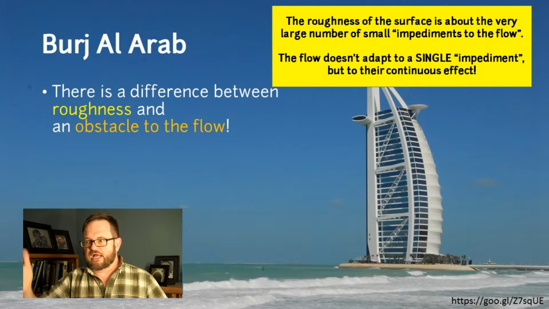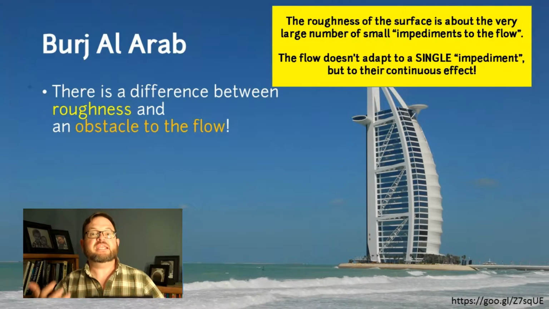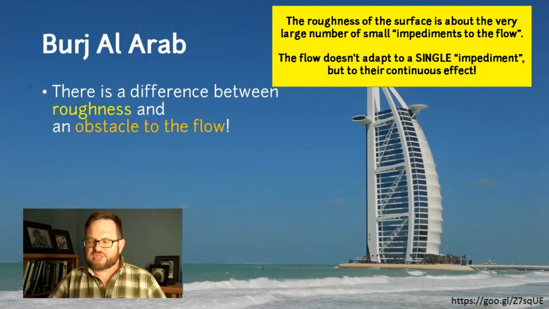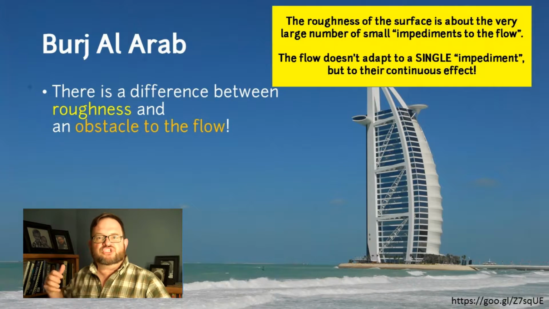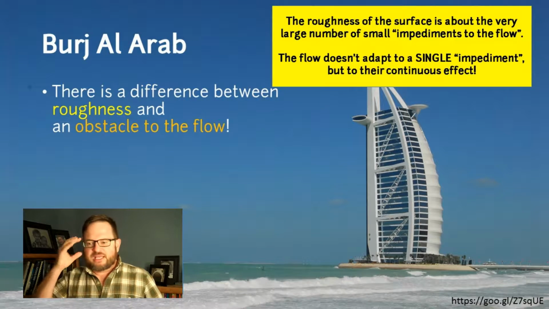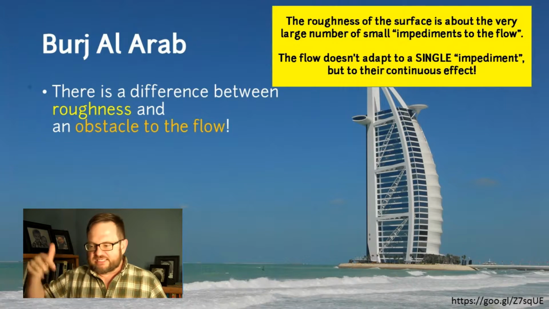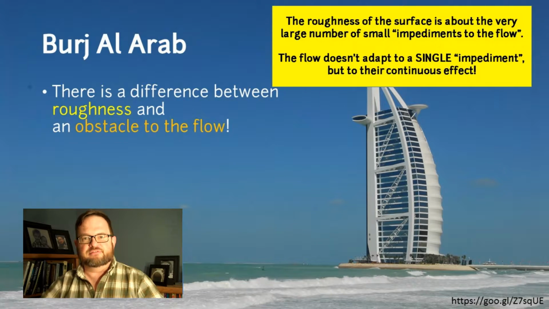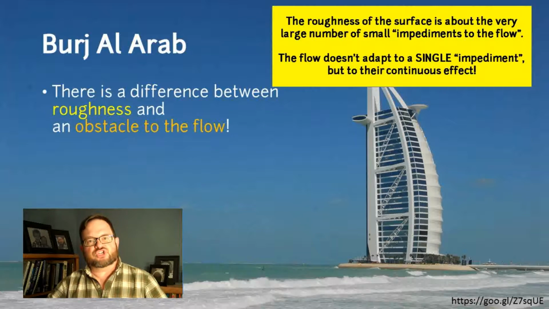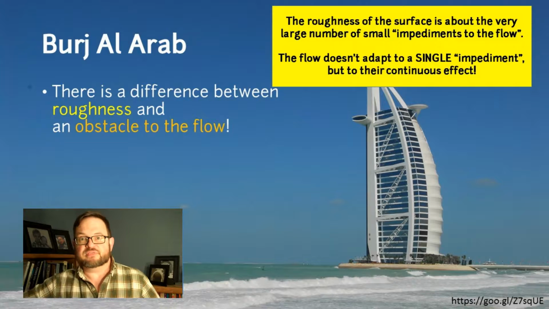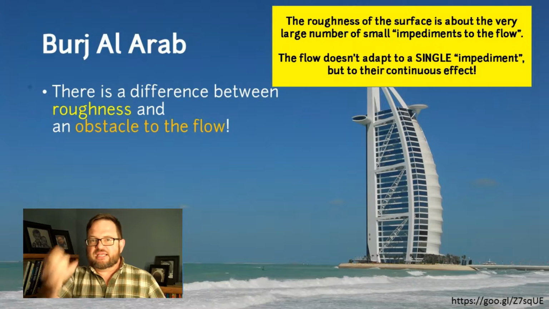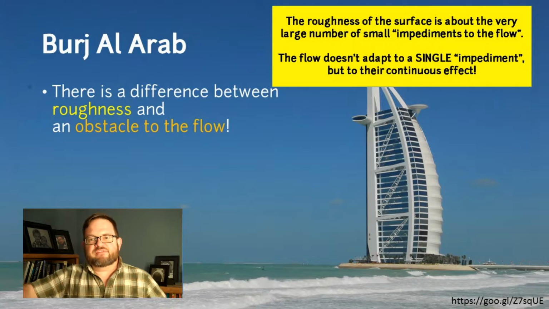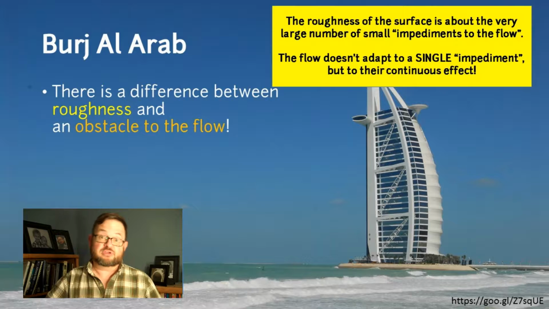Or the corn plants in a cornfield, they're impeding the flow. They are an impediment to the flow. But there's a more or less infinite number of them. They extend in all directions uniformly. The flow, as it blows over the cornfield, is not adapting to each individual corn plant. It's adapting to the fact that collectively the corn is exerting friction on that whole lower layer of the atmosphere. Okay? It is not a single impediment to the flow. It's an infinite extent of impediments to the flow with similar characteristics.